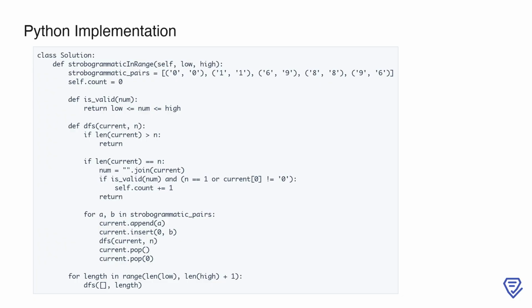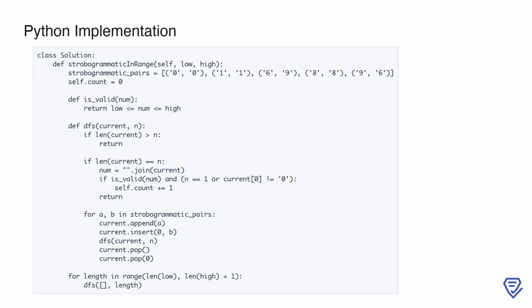To construct potential strobogrammatic numbers, we use a depth-first search function, DFS. It takes the current number being built and the target length, n, as parameters. If the length of the current number exceeds n, we stop the recursion. If it matches n, we join the digits into a string, check its validity, and ensure it doesn't start with 0 unless it's a single-digit number. If all conditions are met, we increment the count.